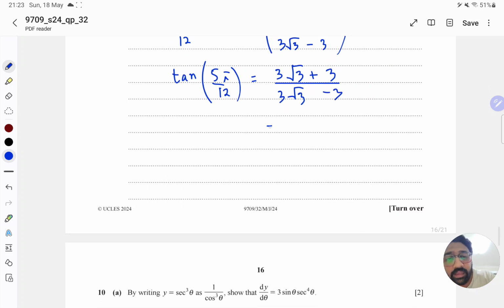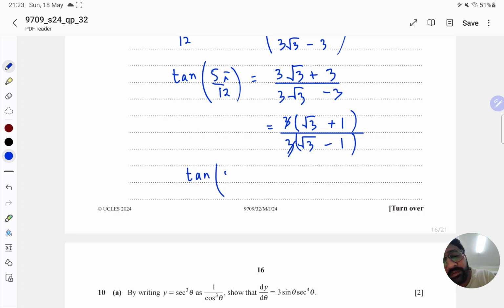Now 3 is common on the right side. I'll take 3 out and I will be left with square root of 3 plus 1 divided by square root of 3 minus 1. The 3 and 3 will cancel out and I will be left with tan of 5 pi by 12 equal to square root of 3 plus 1 divided by square root of 3 minus 1.